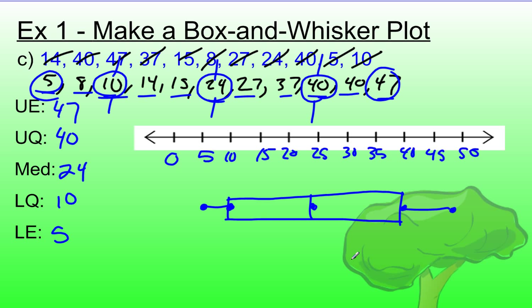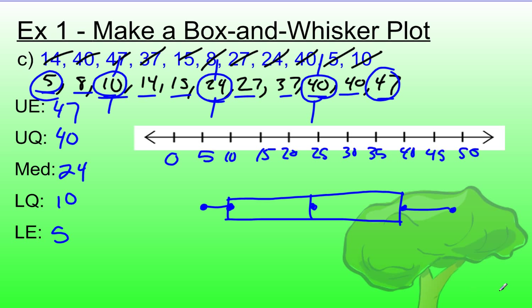So making the box and whisker plot, not too bad. You find your median, you find the middle of the upper half, the middle of the lower half, and the two extremes. You then make a scale on your number line. You put dots below or above the number line, not on the number line. Connect the outside two with whiskers, and the middle three, get a box around them.